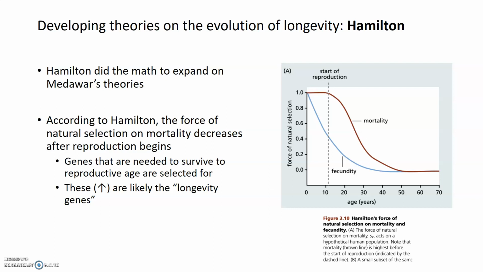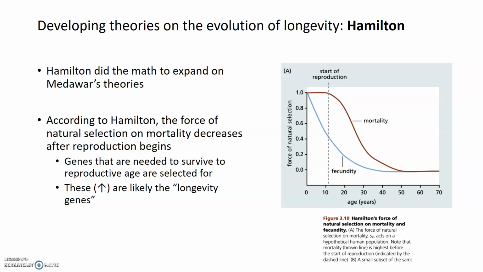And then the next person we're going to talk about, Hamilton, is the one who actually did the math to expand on Medawar's theories and put more weight behind them using quantitation and not just theoretical ideas. What Hamilton did is he created a variable known as the force of natural selection. And you can see this graph here on the right that graphs the force of natural selection over time on specific functions, either mortality, or death, or fecundity, which is the ability to reproduce.